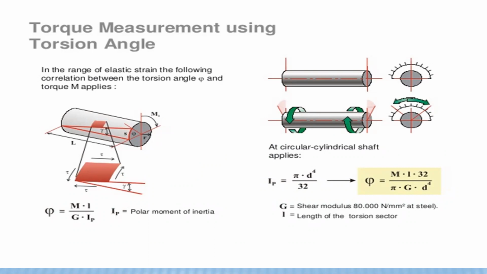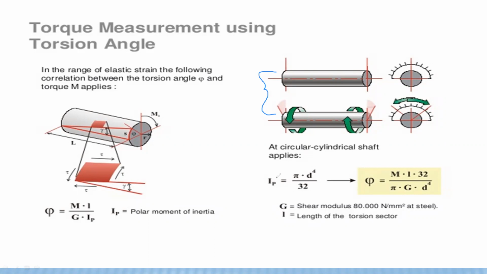The following correlation between the torsion angle and the torque M applies on that body. You can observe the orientation of the angle at a circular cylindrical shaft. You can observe this diagram: a circular cylindrical shaft, and the forces are acting on that object.